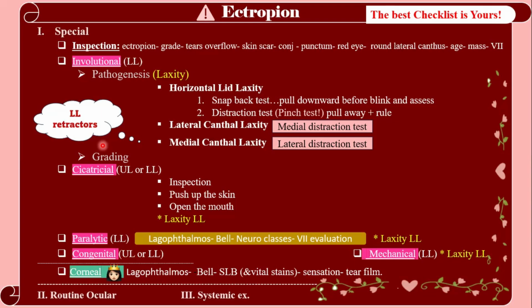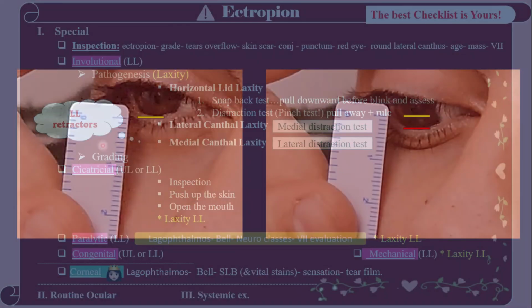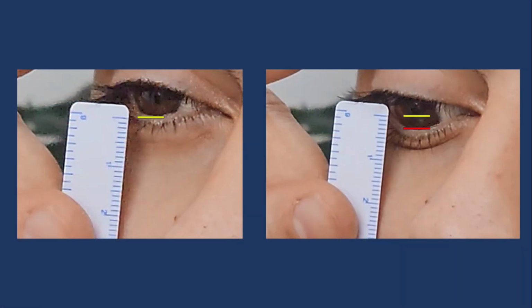So can you repeat again how to assess the lower lid retractors? We have to have a measuring scale, and we put the scale in the midline along the inferior lid margin, and ask the patient to go from straight-eyed primary gaze to maximum down gaze.